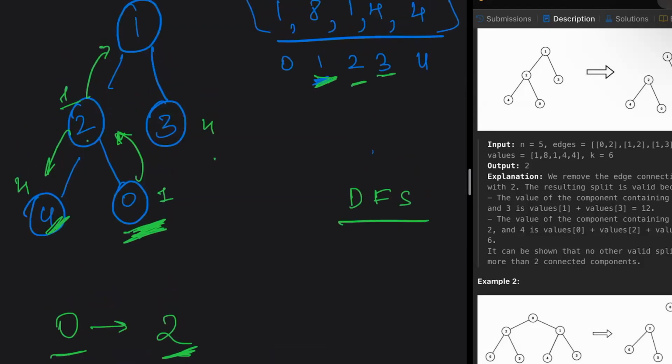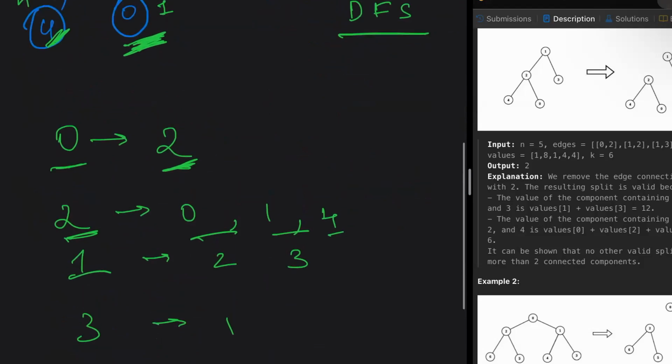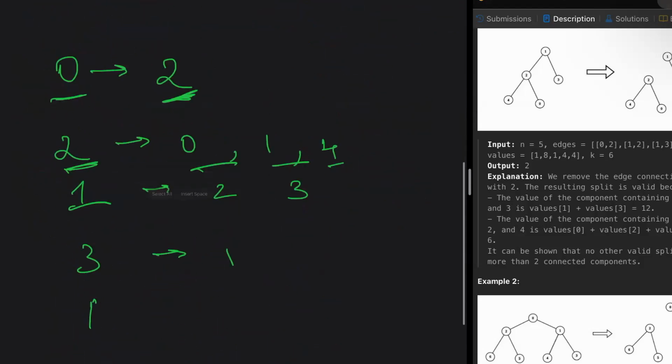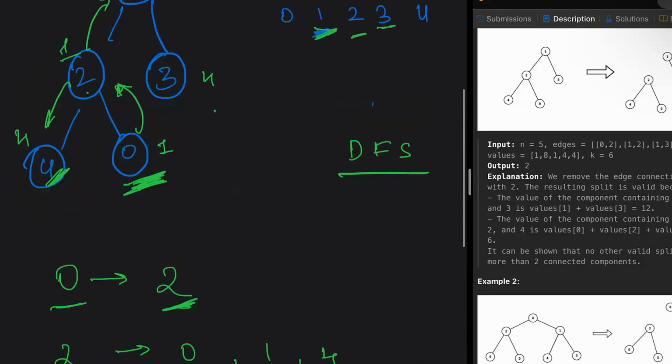Then at four, we don't have anything. Four is actually connected to two only, so it does not have anything else. Two is already the parent node, so it wouldn't go back. So four says, hey, I don't have anything, I just have myself. So four gives the sum as 4. So at 2, we have 4 as the value.